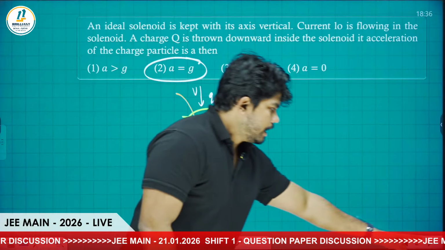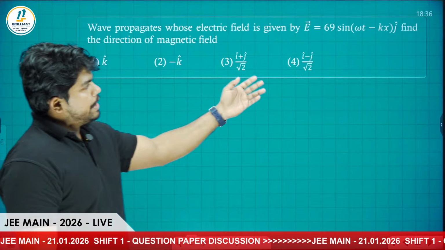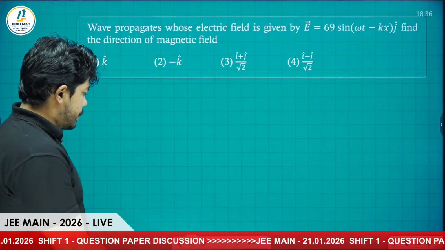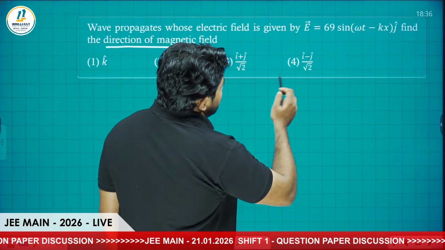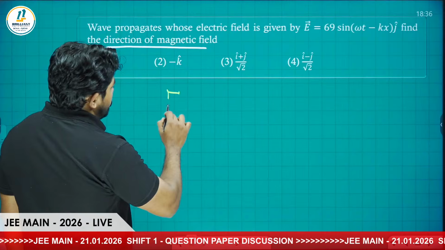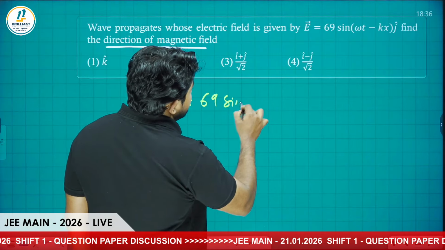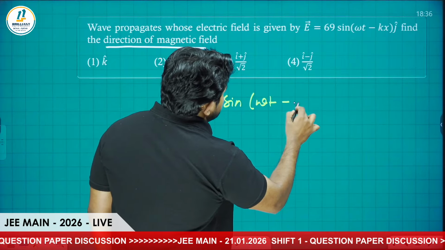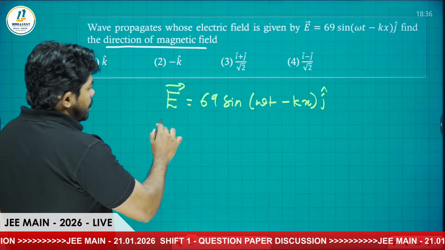Okay, moving on to the next one. It is something related to EM waves, and this is also a very easy question. We need to find the direction of the magnetic field, and the electric field is given. The electric field is given in the form E vector is equal to E0 sine omega t minus kx j, right?